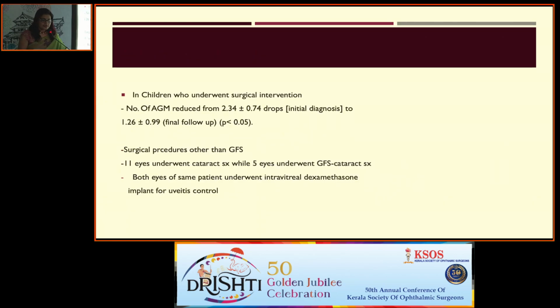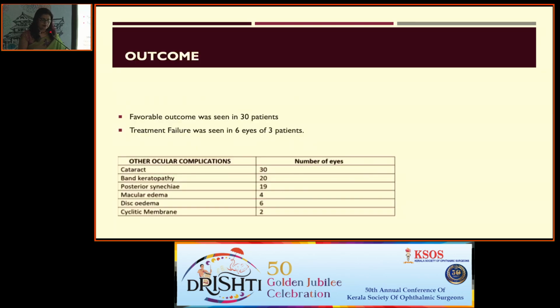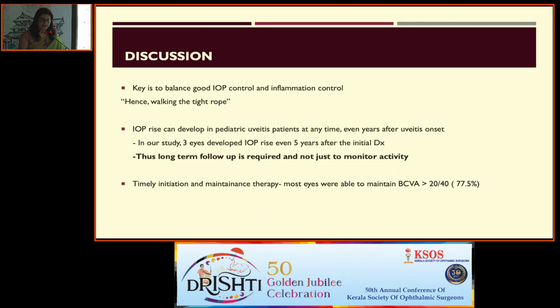In children who underwent surgical intervention, the number of AGMs reduced from 2.34 to 1.26 at final follow-up. Surgical procedures other than glaucoma filtering: 1 eye underwent cataract surgery, and both eyes of the same patient underwent intravitreal dexamethasone implant. In 30 patients we found a favorable outcome, and treatment failure by our definition was seen in 6 eyes of 3 patients. Other ocular complications seen were cataract, band-shaped keratopathy, posterior synechia, macular edema, disc edema, and cyclitic membrane.